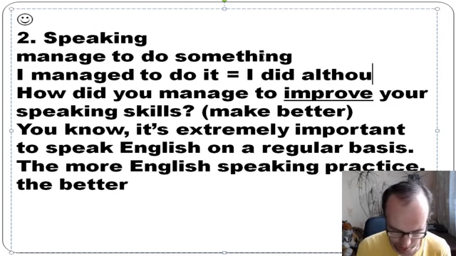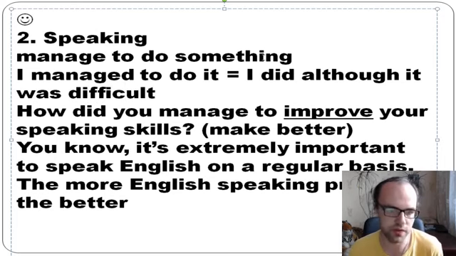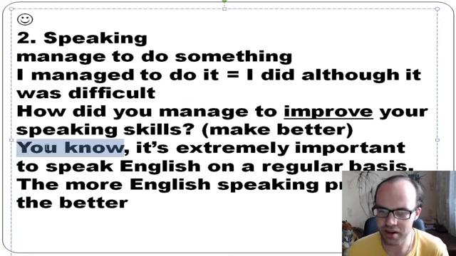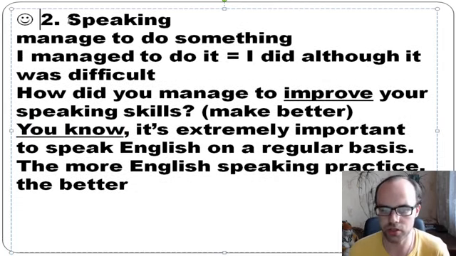Although it was difficult. So in other words, I could do it and I did it, although it was difficult. So how did you manage to improve your speaking skills? In other words, how did you improve your speaking skills? Okay, a very nice speaking phrase, and I really like it, as I know that native speakers often use it. It's extremely important to speak English on a regular basis.